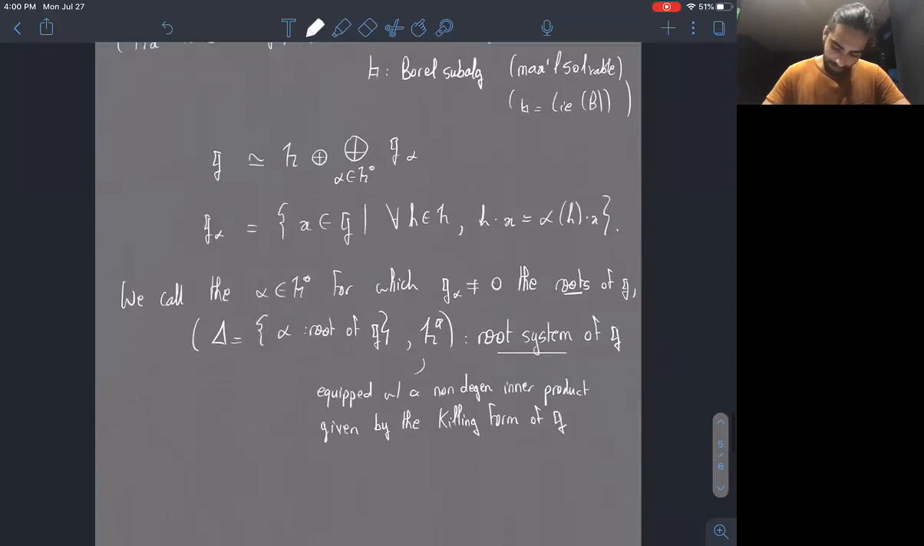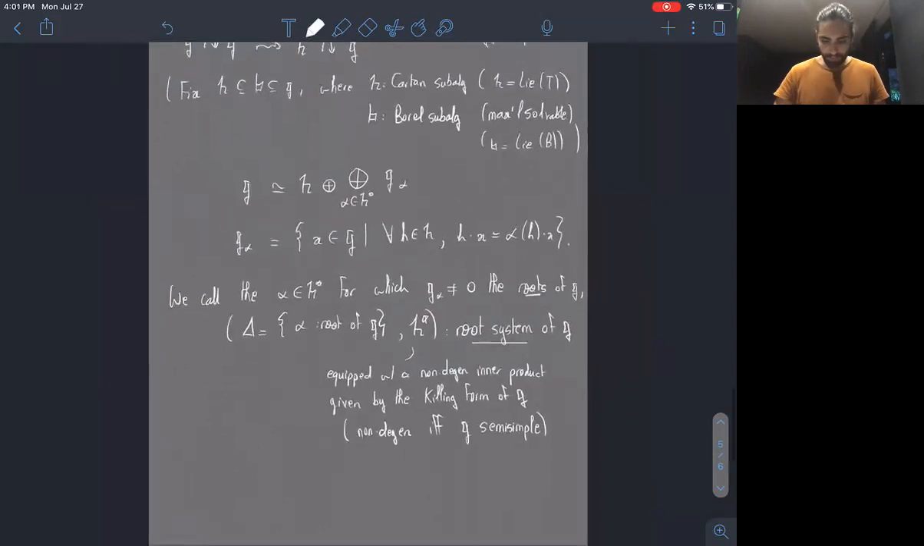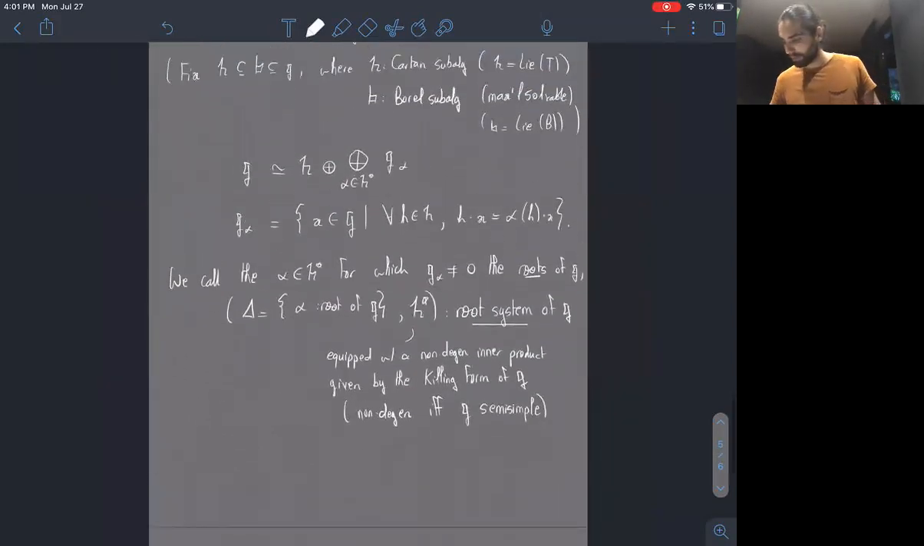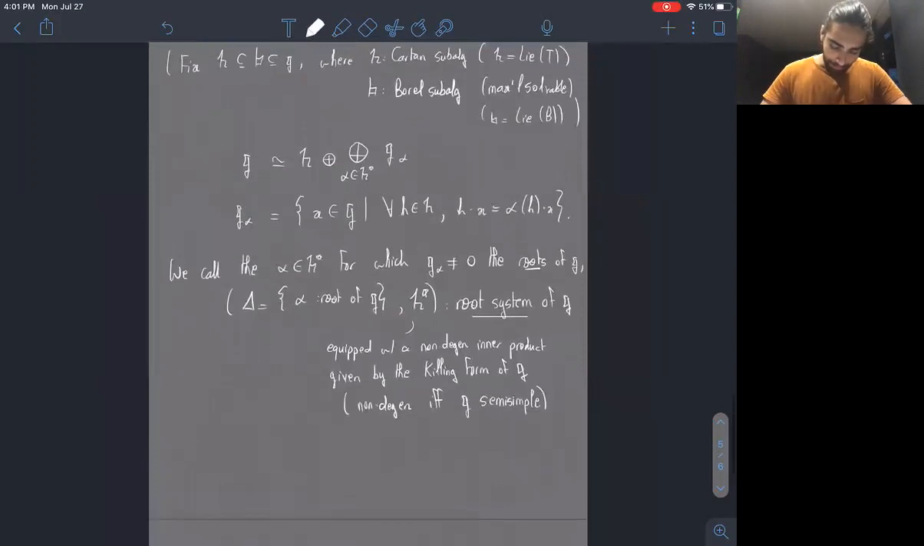And so this is something we'll be using throughout. The main reason, in my opinion, we just work with semi-simple things is that this is non-degenerate if and only if G is semi-simple. Okay, so these are the roots and the associated root system. One thing we can look at is the Z-span of the roots inside H star, and we call that the root lattice.